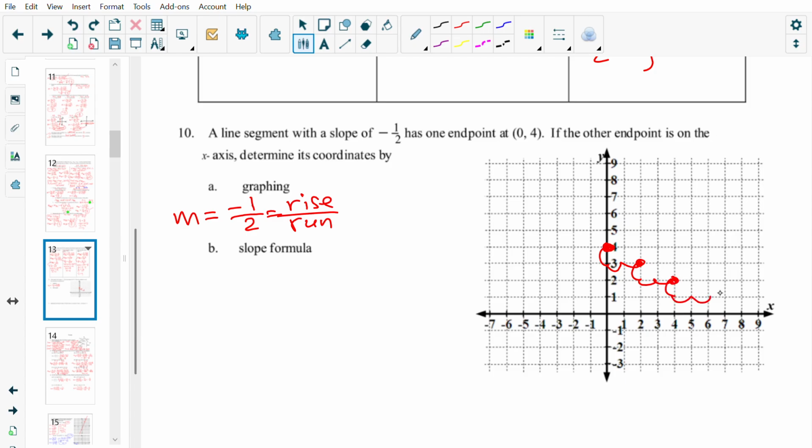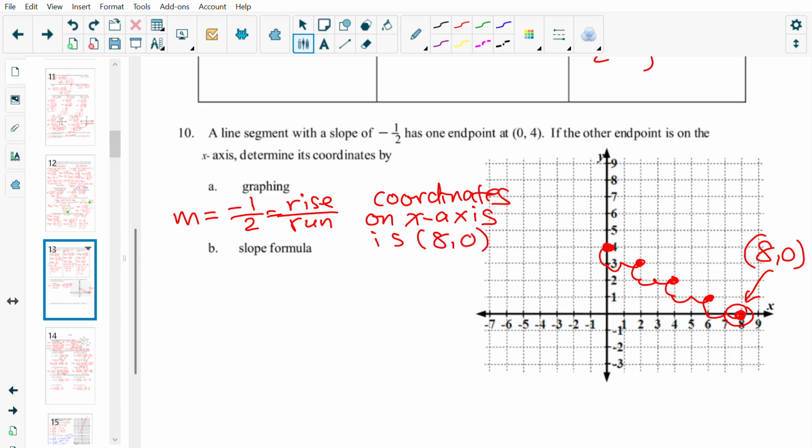1, 1, 2. I'm hoping this hits the x-axis. 1, 1, 2. 1, 1, 2. There it is right here. That's 8, 0. By graphing, the coordinates on the x-axis is 8, 0. How about the slope formula?